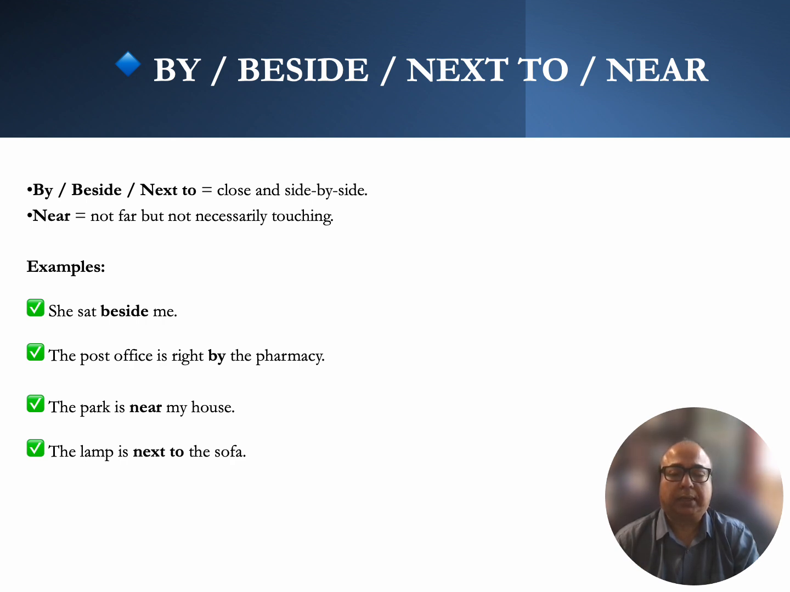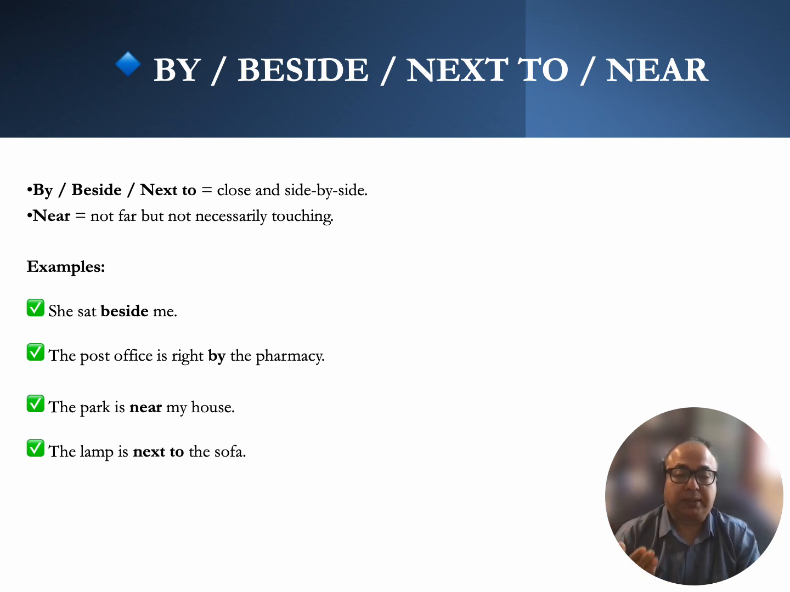By, beside, next to, and near. So when we use by, beside, and next to, we mean close and side by side, like they're next to each other. The library and the school, they're next to each other. We use near, which means not far, but not touching, right? I am near the screen. I'm recording this lesson, right? And I'm not touching the screen, right? I'm not touching it, I'm near, or the computer is near me.